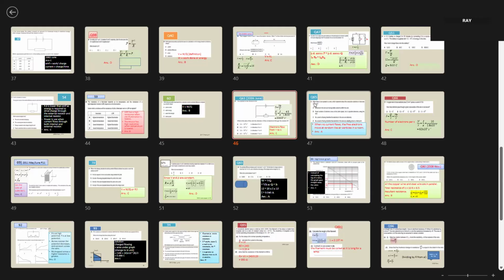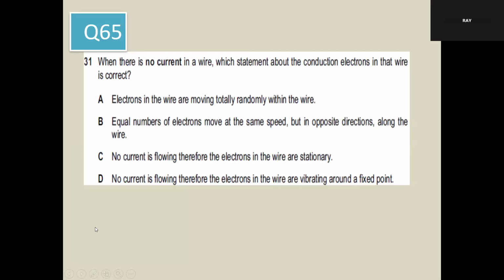Teacher, is it negative to positive or positive to negative? Electron will flow from negative to positive, whereas conventional current, which is a flow of positive charge, will flow from the positive terminal to the negative terminal.